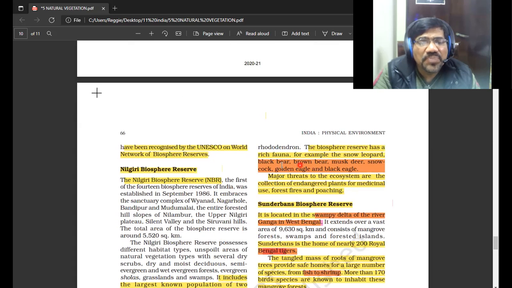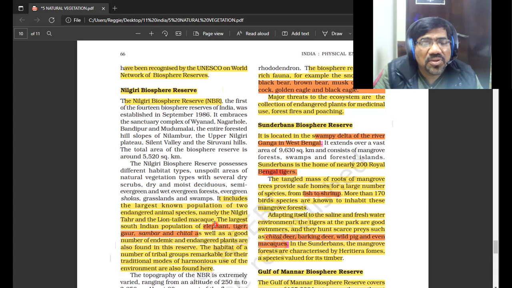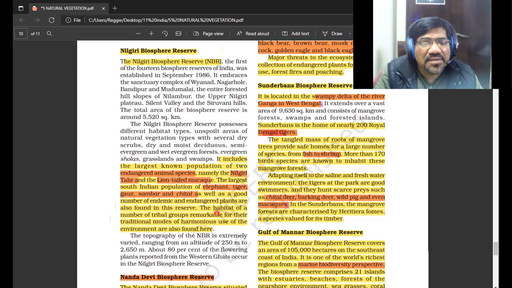And here you can see the Nilgiris Biosphere Reserve is called NBR. And further, I notice that in Nilgiris Biosphere Reserve, the most important thing is that it includes the largest number of two endangered animals. Okay, there are two endangered animals which are preserved in this, so you should know that. One is the lion-tailed macaque, and the other is the Nilgiri tahr, right? And elephant, tiger, gaur, sambhar, chital, all of these animals are worth looking at.